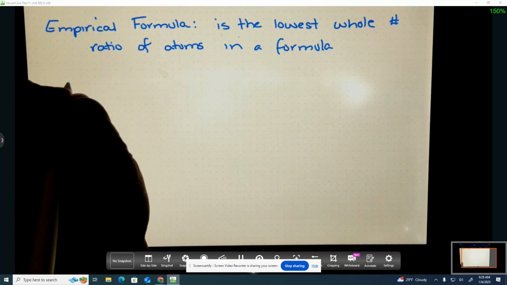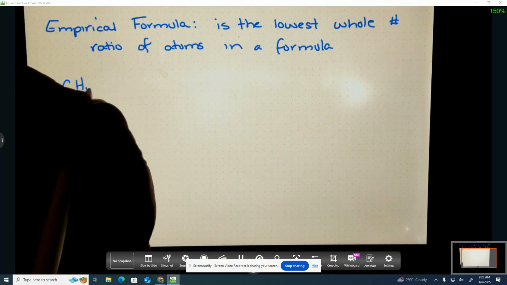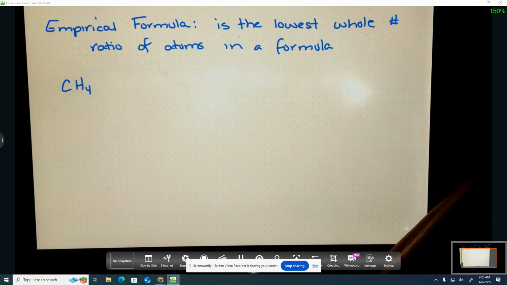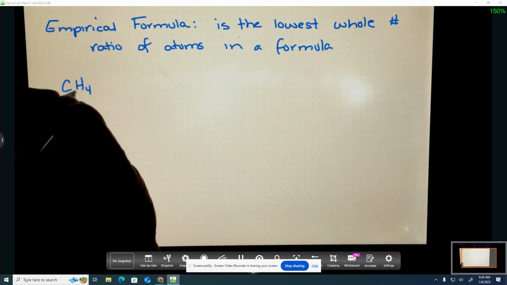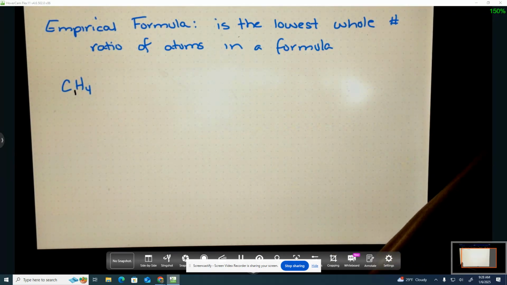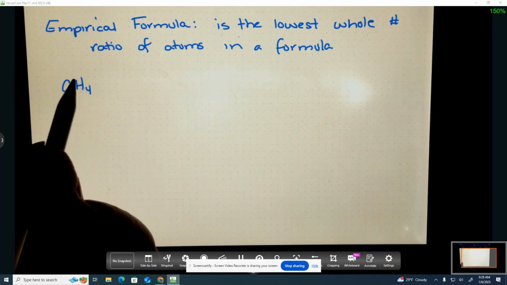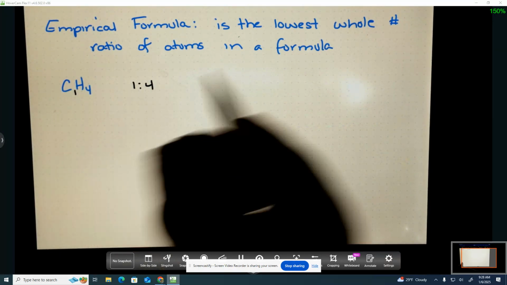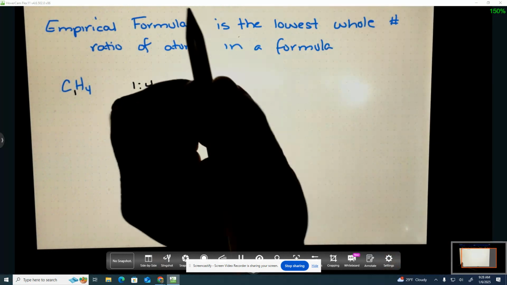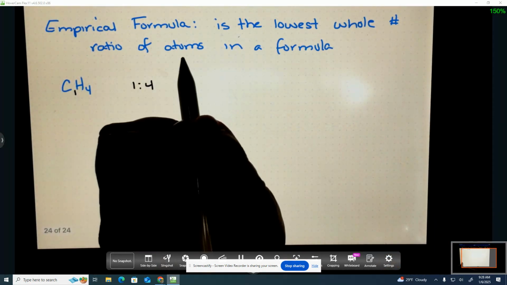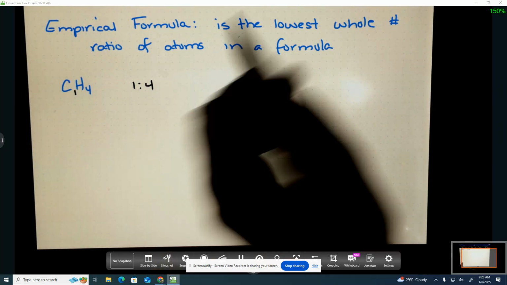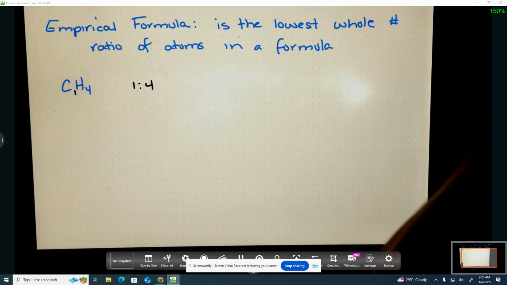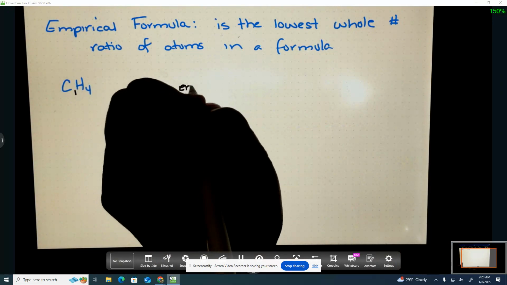Let's say you have CH4. Okay? The ratio of carbons to hydrogens is 1 mole of carbons to 4 moles of hydrogens. 1 to 4. I cannot reduce that any further. It is the lowest whole number ratio of atoms in the formula. There's 1 carbon for every 4 hydrogens. Okay? This is an empirical formula.